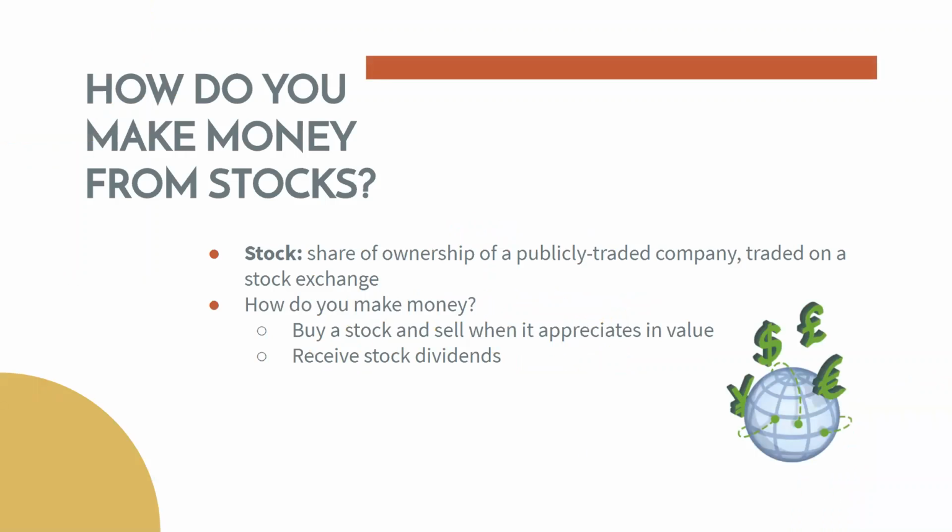So in order to make money from stocks, one way in which you can make money is by purchasing a stock and then selling it later on after it has appreciated in value. And another way that you can make money from stocks is by receiving stock dividends.